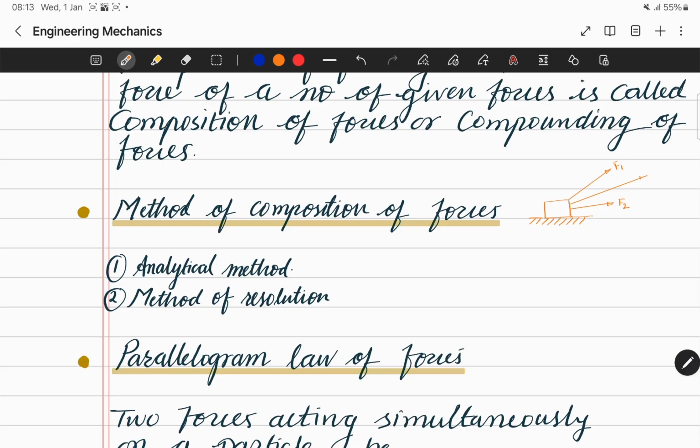Suppose this is F. Okay, the effect of F1 and F2, if it is the same as F, we will convert F1 and F2 into F in such a way that the effect of F1 and F2 will be the same as F. It will be nothing but the resultant of this force system, and it is called compounding of forces, or we can say composition of forces. So what are the methods of composition of forces? Analytical method is there and method of resolution is there.